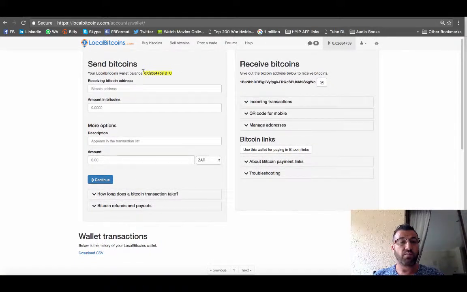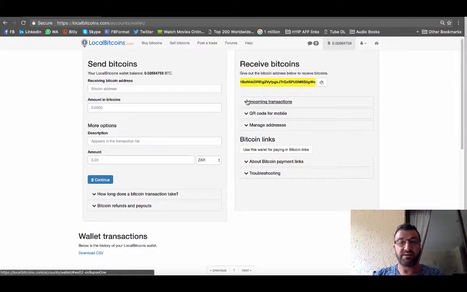Over here is the amount in your wallet. This is your wallet address. Now this wallet address changes every 2 weeks for security reasons. Within Local Bitcoin, they do that. So every 2 weeks you'll come back and you'll see that your wallet has changed, and that's a good thing.